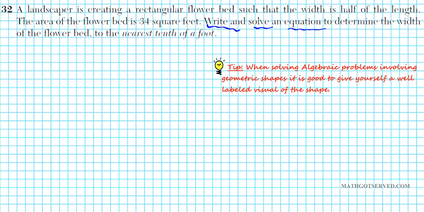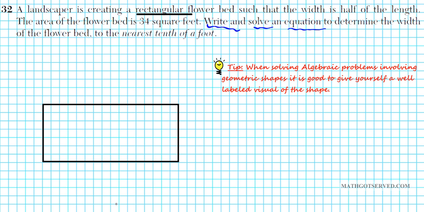Now, first thing we're going to do following this tip here is to give ourselves a sketch of the geometric figure we're dealing with. And what is it? It is a rectangle, okay? We're dealing with a rectangle here. So we have a rectangular flower bed, so just sketch an arbitrary rectangle. Now, we know that we can call this the length, and that's the width of the rectangle.